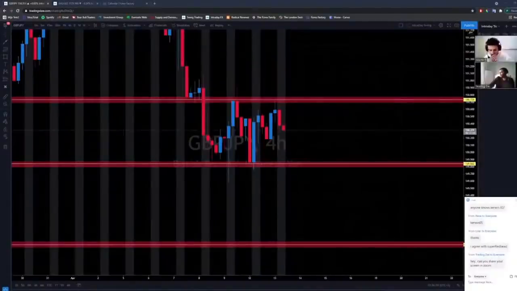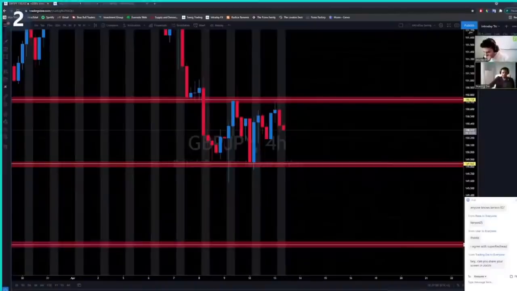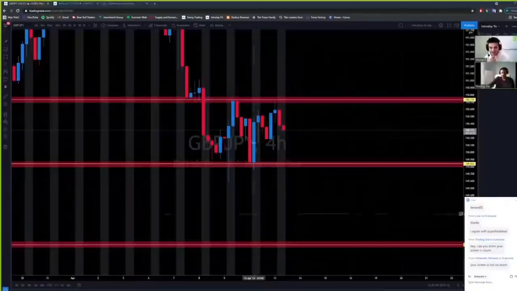Where's the annotation tools? Gone. Oh, I'm not sharing my screen on Zoom. Sorry, guys. Yeah, I didn't want to interrupt you.